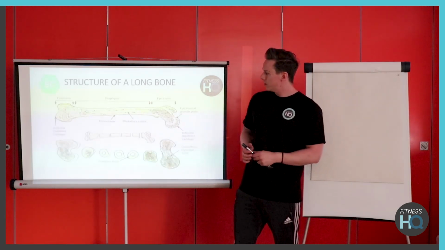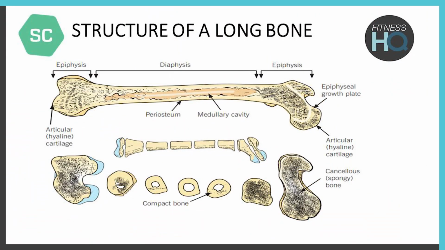On the diagram as well, you can see this word periosteum. Periosteum generally is the outer skin, you could say, of the bone. It helps with transportation of nutrients and blood cells and things like that in and out of the bone.